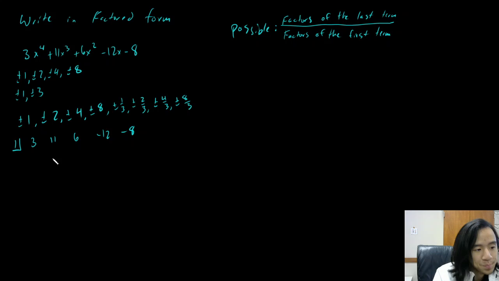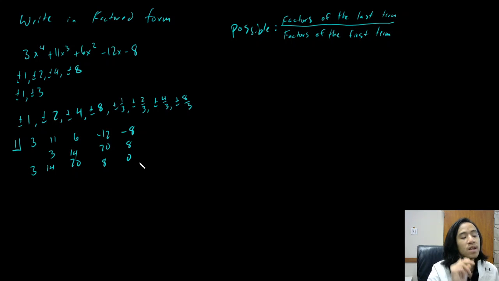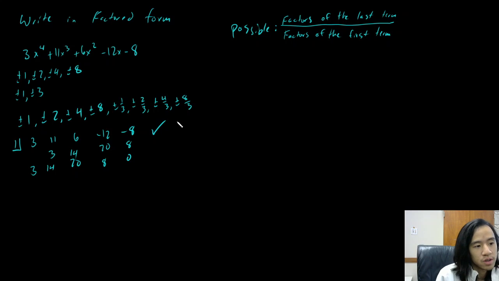It's a factor. So you bring the 3 down. 1 times 3 is 3, and this is 14. This is going to be 14 here and 20. And then we're going to have 20 here. This adds to 8 and 8. So since I do have a remainder of 0, this is going to be a factor. Okay? So we're just going to put a little check mark here to remember that this is a factor.